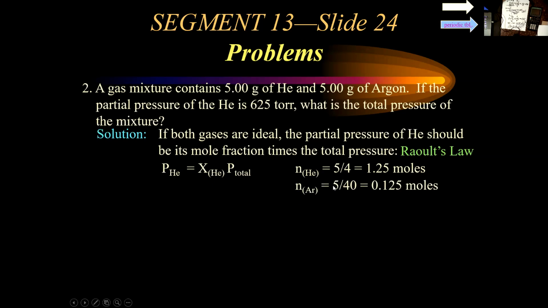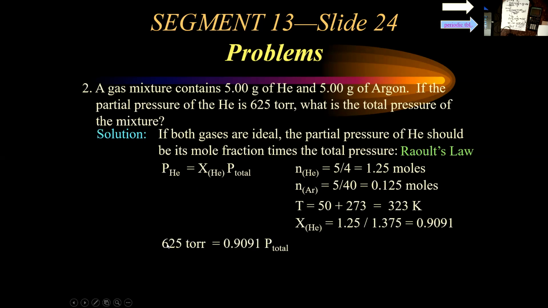If I look at the argon, I've got 5 grams of argon, and the molar mass is 40. I got 0.125 moles. The temperature is that, and so the mole fraction is going to be 1.25 divided by this plus this, 1.375. Mole fraction of helium is 0.9091, and I can plug that number in, and the pressure for the helium is right there, 625. That's the mole fraction.